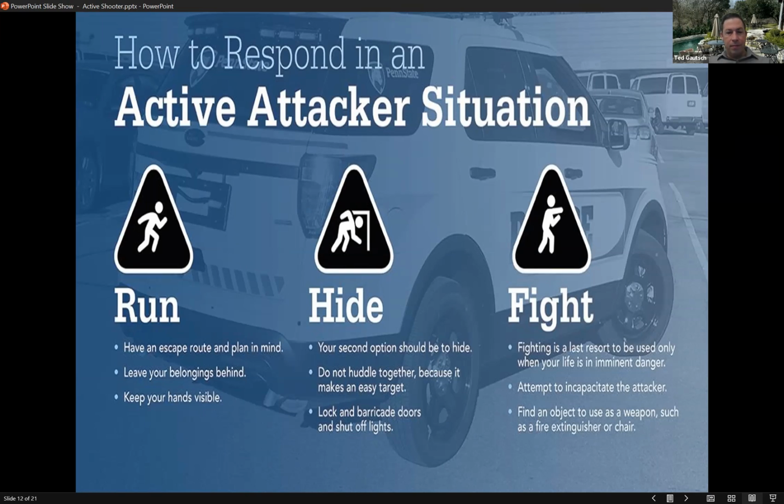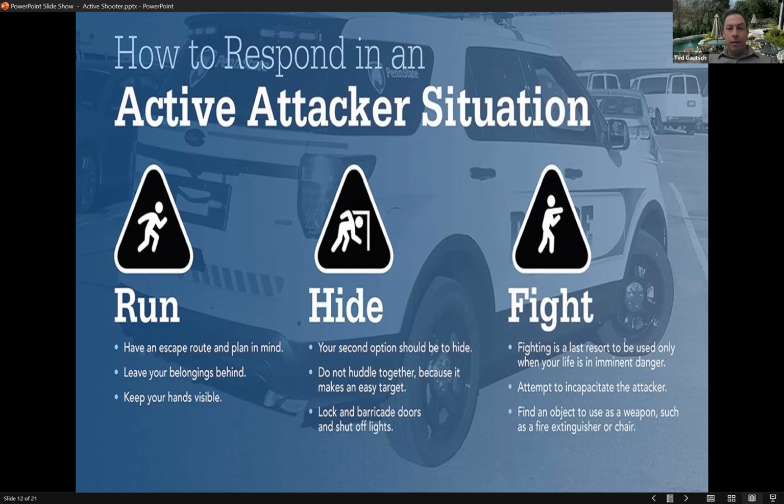You want your hands visible because law enforcement's coming to that. They don't know who the bad guy is. There could be more than one bad guy. Nobody knows anything, basically. So when you do get in front of a law enforcement official, you have your hands in the air and you're making your way out as quickly as possible.